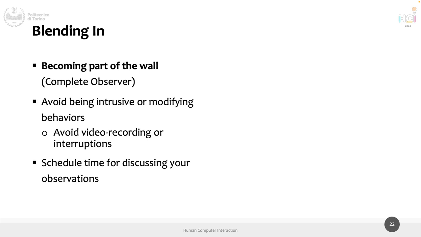And if you go with this extreme of complete observer, that is becoming part of the wall, metaphorically, of course, you need to schedule time for discussing your observation. You observe something for half an hour, and then after that half an hour is over, you need to talk with these people to maybe have clarification. You will take a lot of notes in this case because you are not video recording, you are not audio recording, you are trying to be invisible in a way.